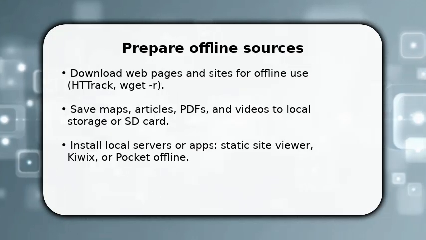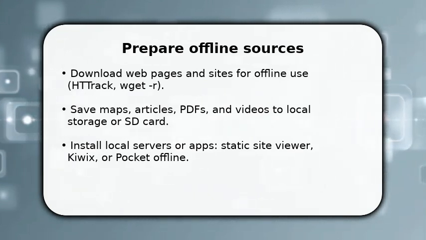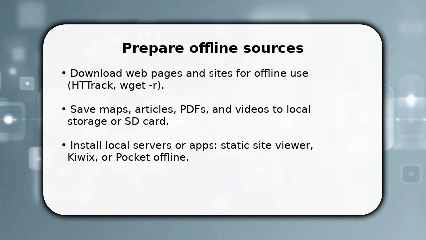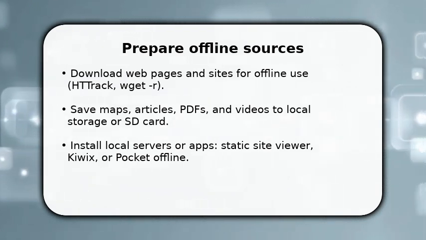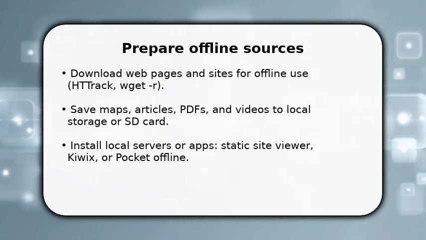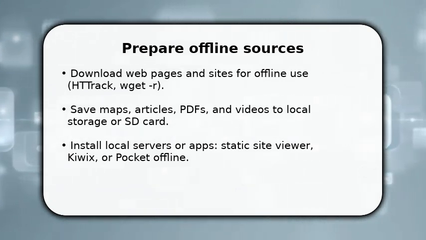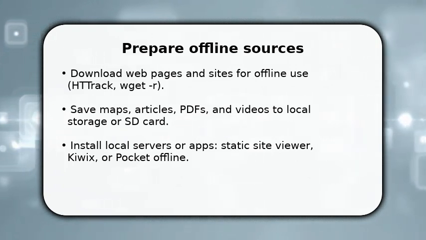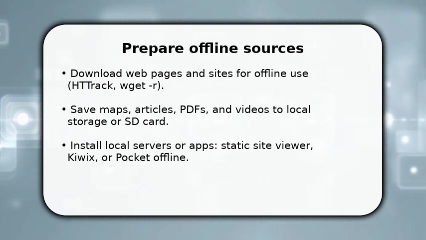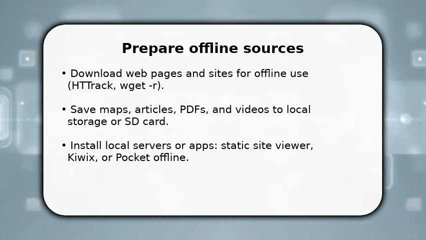You start by gathering what you need and making it accessible without a network. Begin downloading target websites, documentation, or maps using tools like HTTrack or wget. This creates local copies you control. Once done, organize files into clearly named folders on your device or an SD card so you can find them fast. Also install an offline reader or local server app to serve content. That way you can open pages the same way you would online.